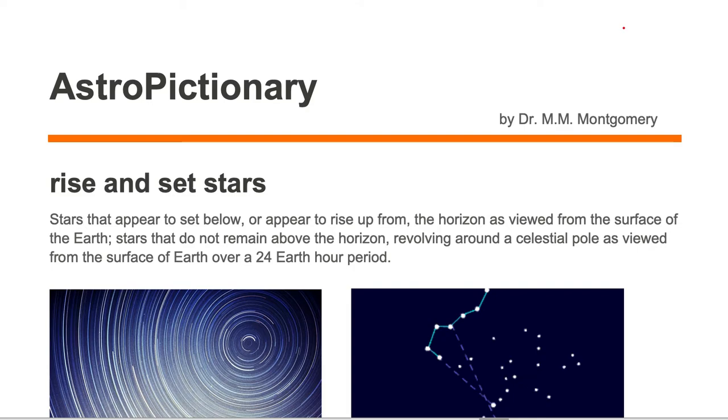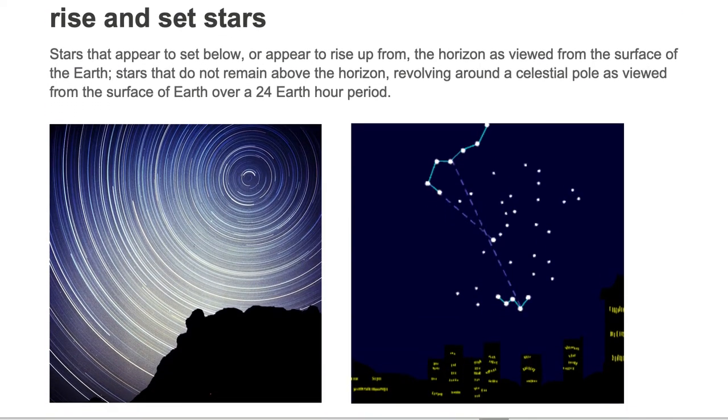Rise and set stars are stars that appear to set below or appear to rise up from the horizon as viewed from the surface of the Earth. They are stars that do not remain above the horizon, revolving around a celestial pole as viewed from the surface of Earth over a 24 Earth-hour period. Let's take a look at these rise and set stars.